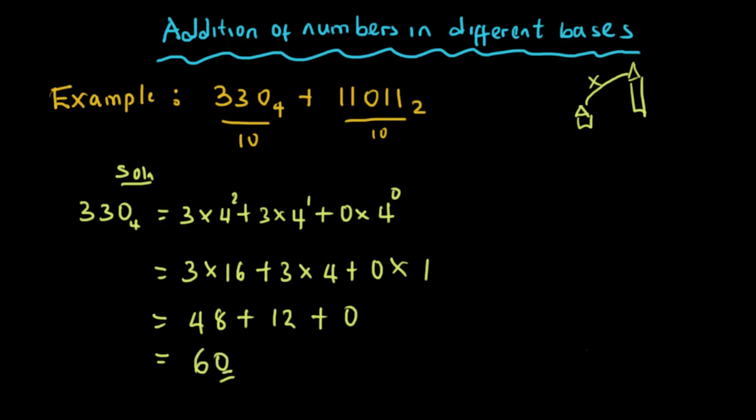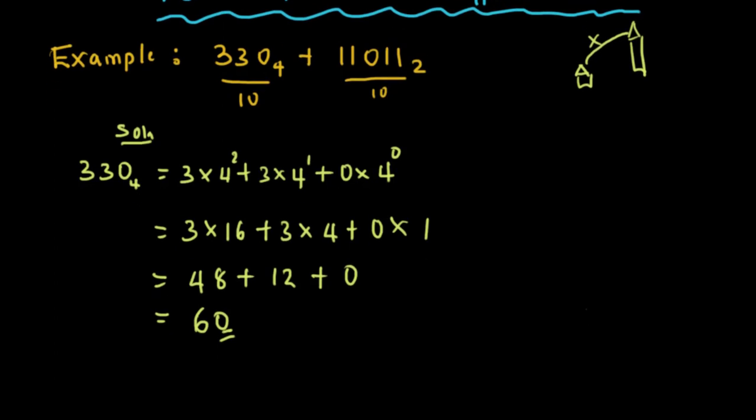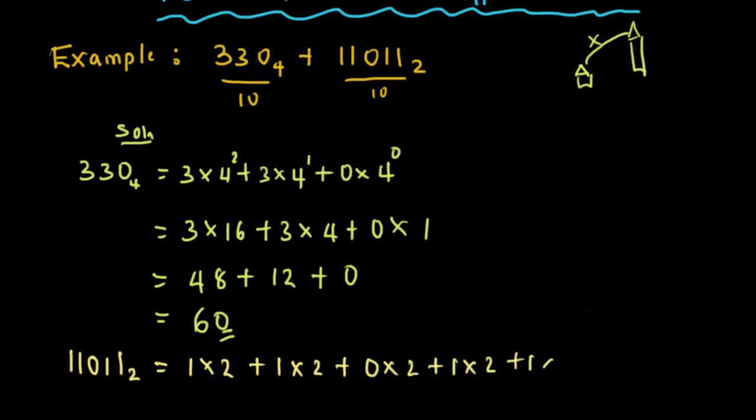So the next thing we have to do is to convert 11011 from base 2 to base 10. So let's do that. So we have 1 times 2 plus 1 times 2 plus 0 times 2 plus 1 times 2 plus 1 times 2. Now we need to rank 0, 1, 2, 3, 4.